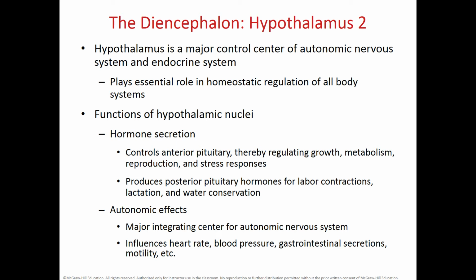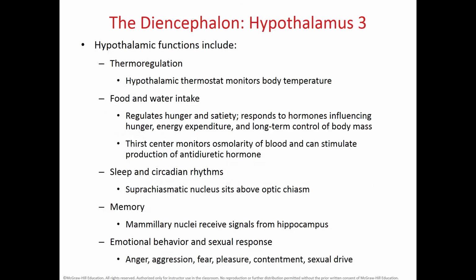Within the hypothalamus, we also have these centers of the ANS that can change the heart rate, blood pressure, the secretion of gastrointestinal tract glands, and also the motility of the gastrointestinal tract. We also have a thermoregulatory center that controls the body temperature. And then we have centers that control appetite and water intake. So we have the thirst center there, and then the hunger and satiety center.